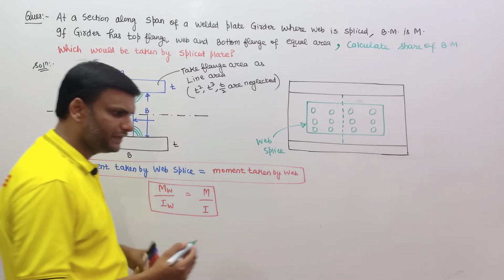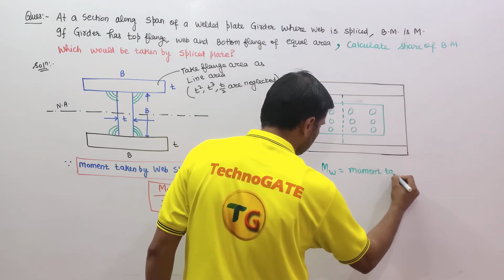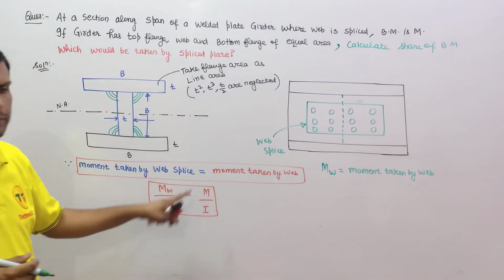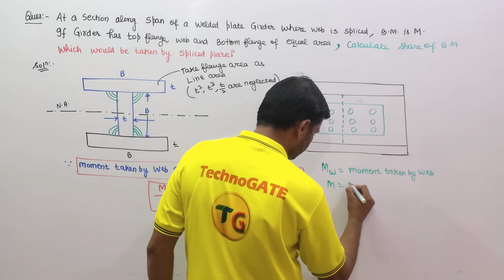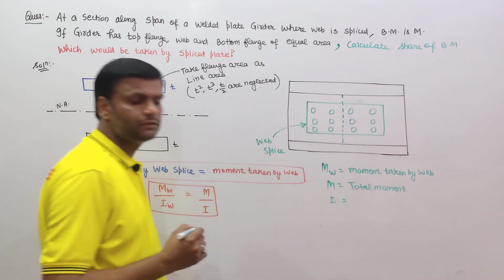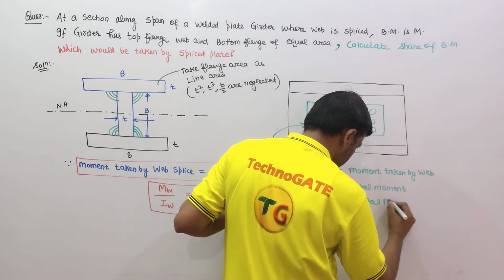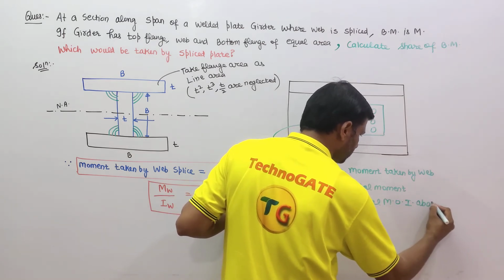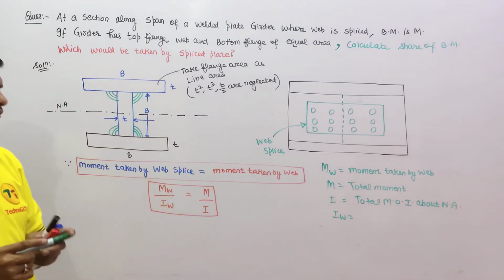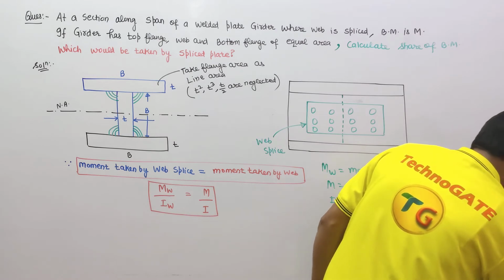Here symbols have their usual meanings. MW is the moment taken by the web. Capital M is the total moment. Capital I is the total moment of inertia about the neutral axis, and IW is the moment of inertia of only the web portion.